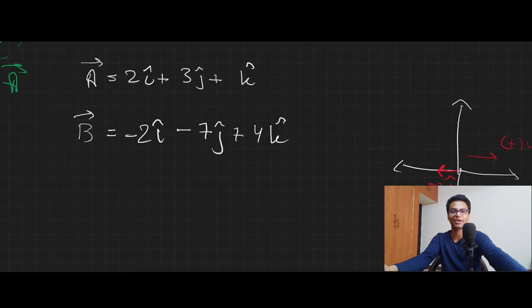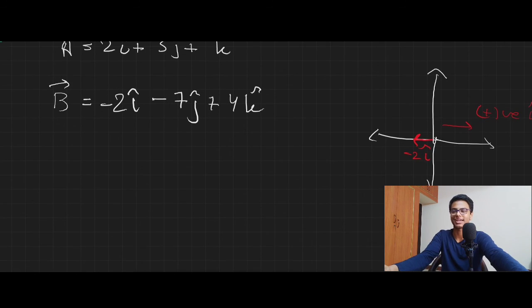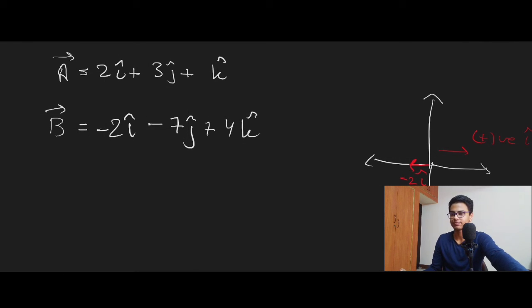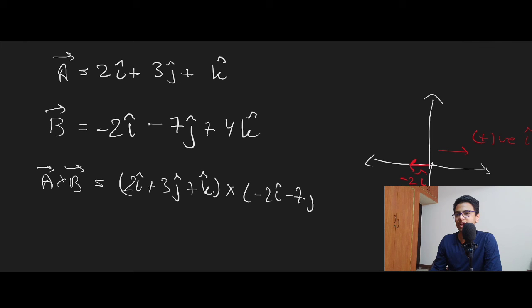In the end, we are going to be using determinants, because determinant is how it's supposed to be done within seconds. So this is A vector, B vector. Now let's go ahead and cross them. To do A vector cross B vector, let's first write it: 2i cap plus 3j cap plus k cap, cross minus 2i cap minus 7j cap plus 4k cap.